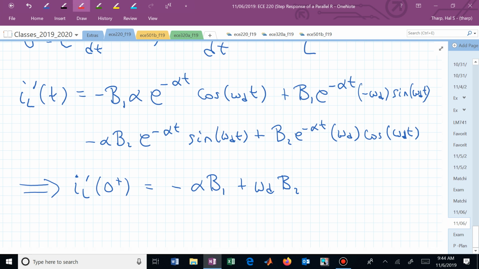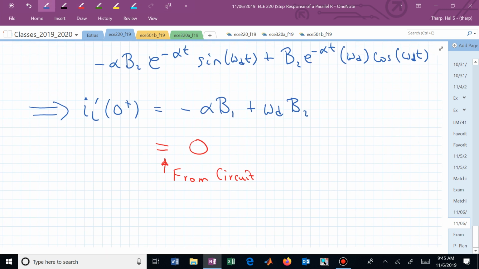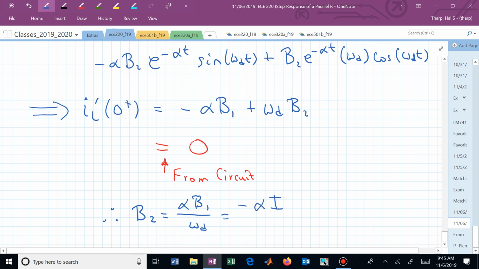And from the initial conditions in this example, from the circuit, we know that's equal to 0. If somebody had established initial conditions differently, you would now put those values in here to help you solve for B1 and B sub 2. Now we can solve for B sub 2. And that's now alpha B1 over omega sub d. And we've already solved for B1. That was minus I. And now we know what B sub 2 is.